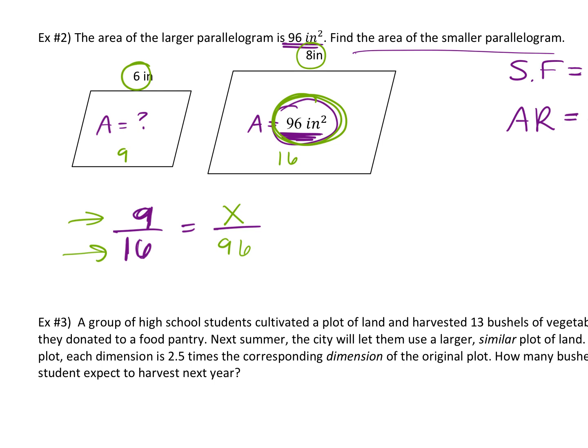You cross multiply. So 9 times 96 is 864. You set that equal to 16 times X, 16x. And then how do you solve that? You divide by 16. So 864 divided by 16 is 54.